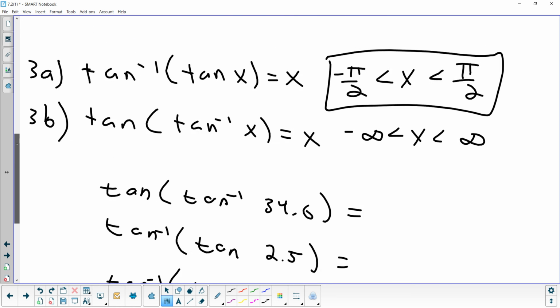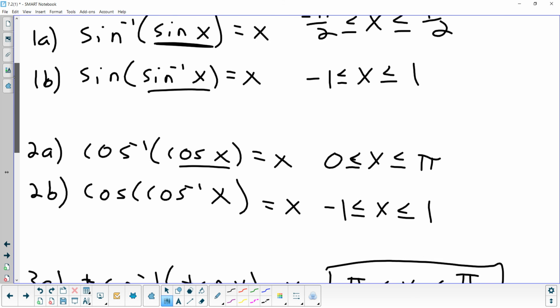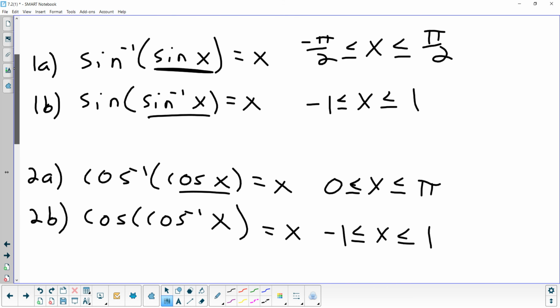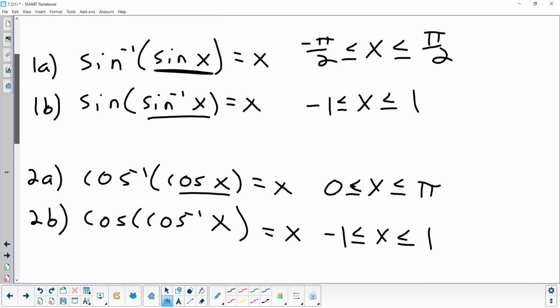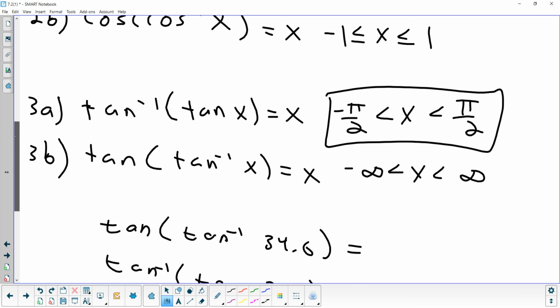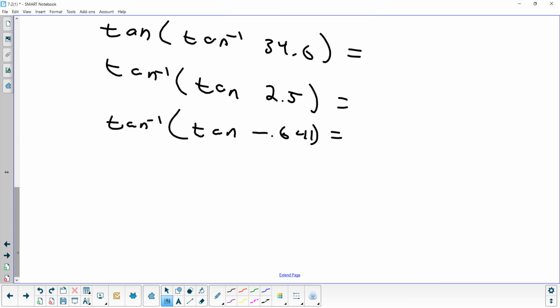So is there any question on when a trig function and its inverse cancel each other out? This is every combination you could have. Inverse on the inside, inverse on the outside. Okay.